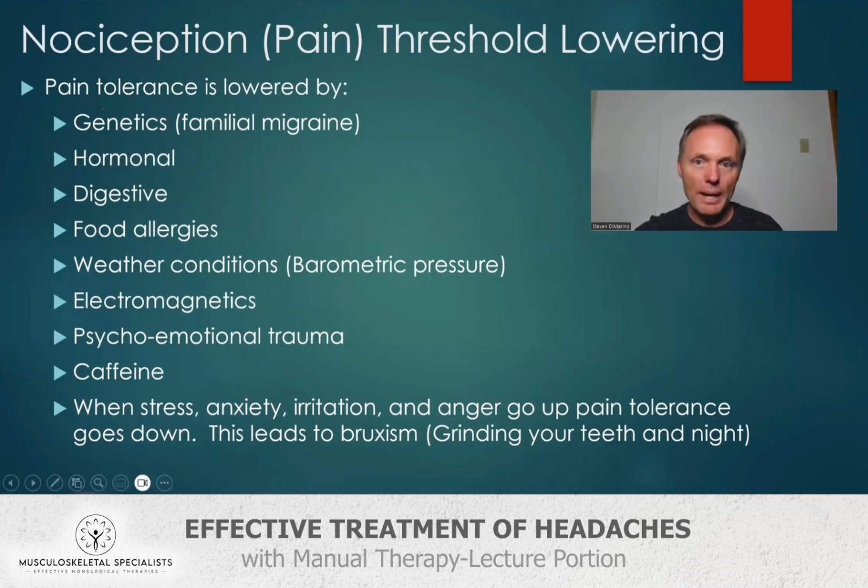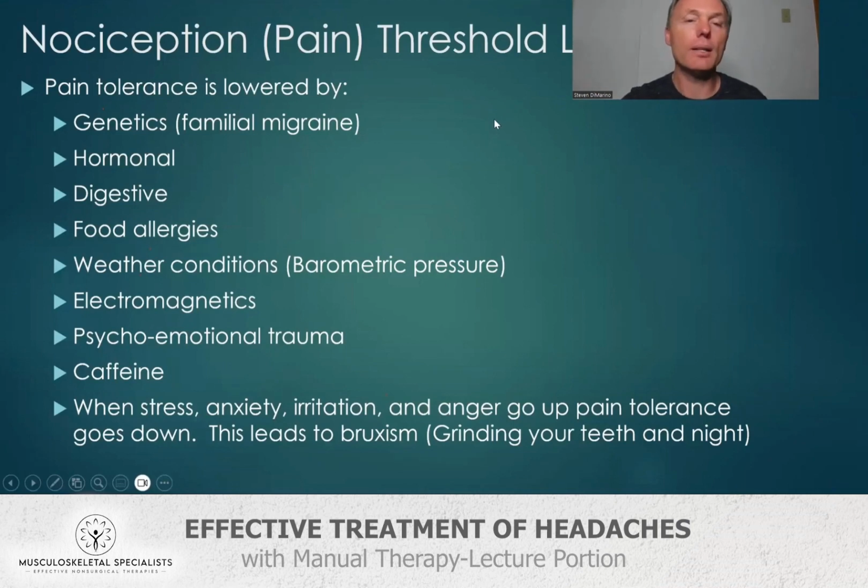Okay, so pain lowering threshold. Nociception is pain. Noci is pain. These are the things that lower pain tolerance, and this is going to make sense in a second. Genetics, hormones. If you're a woman, you understand that. Digestive: if your digestive system is not working, you'll experience pain as greater because the vagus goes through all that. If you have food allergies, it drops your digestion. Weather conditions, barometric pressure, arthritis, people understand that. Electromagnetics does make people report pain more. Psycho-emotional trauma, right? If you're under stress, you're going to report pain more.